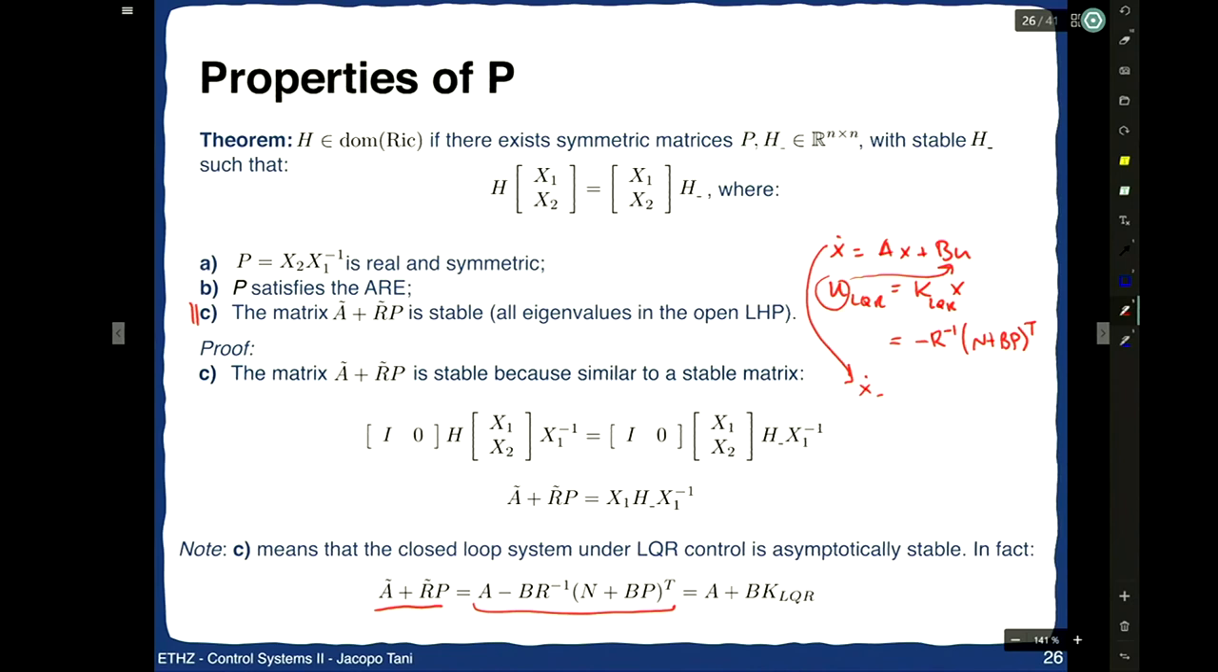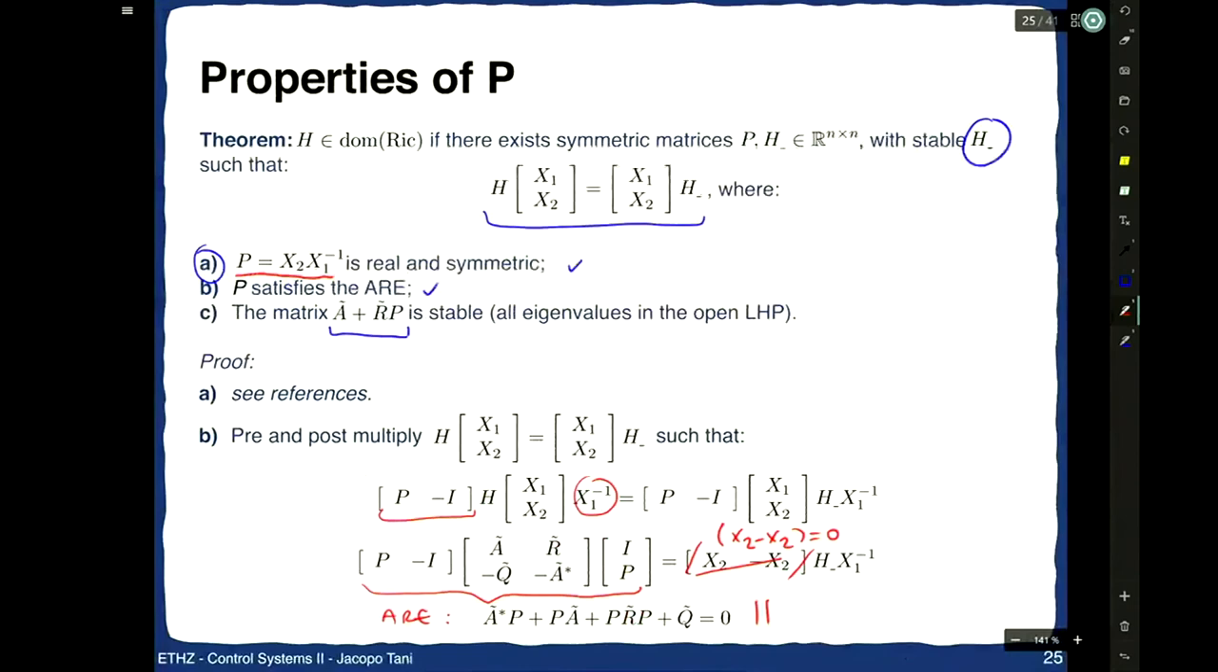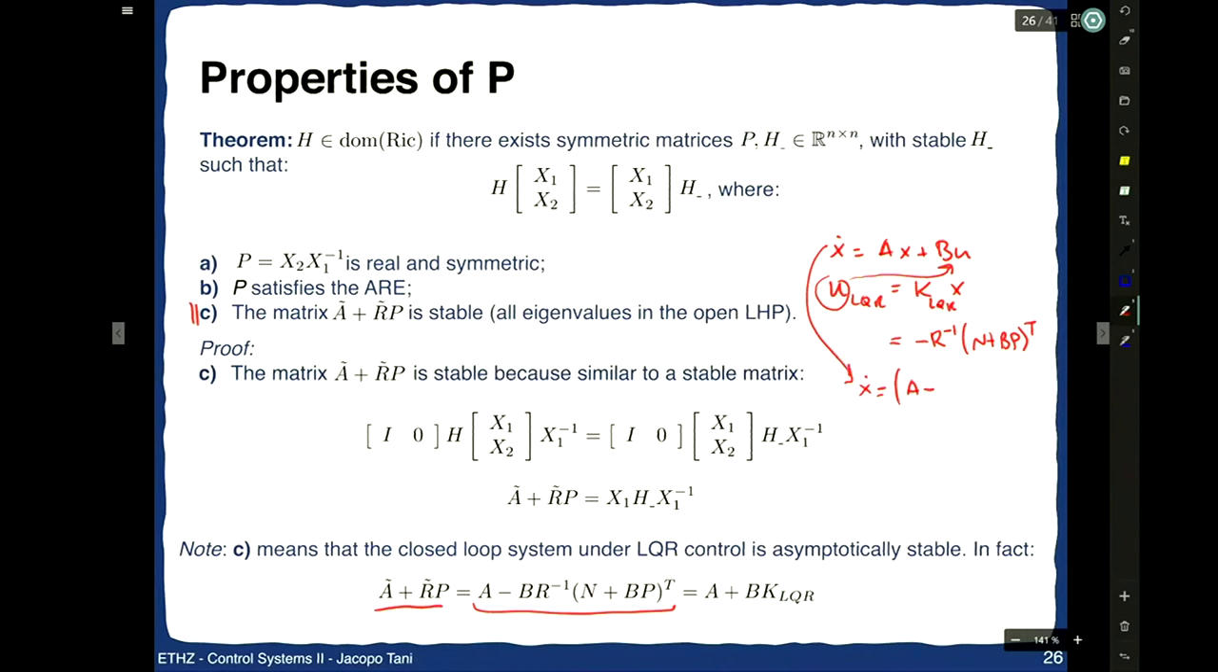x dot equals A plus, actually minus, A minus B R inverse (N plus B P transpose) x. So this becomes the closed loop transfer function. It's very similar to when we did state feedback, but now we're not placing the poles, but the machinery is somehow placing the poles in some way.